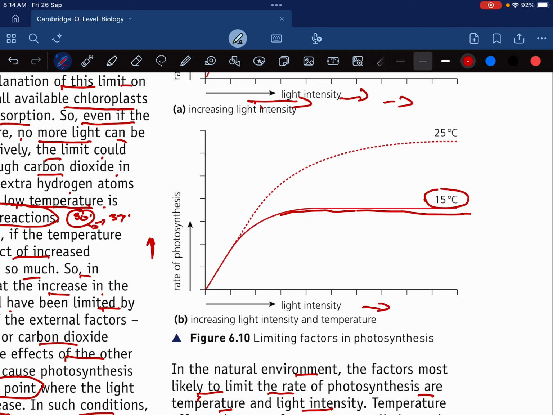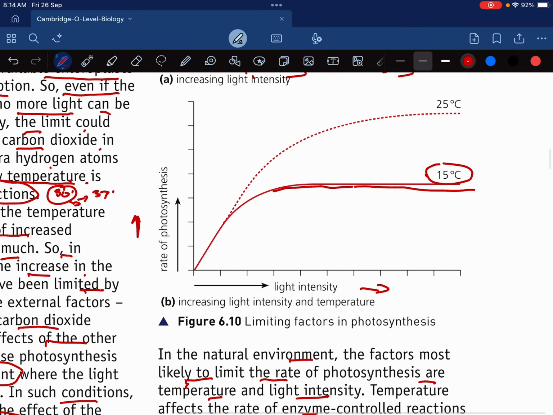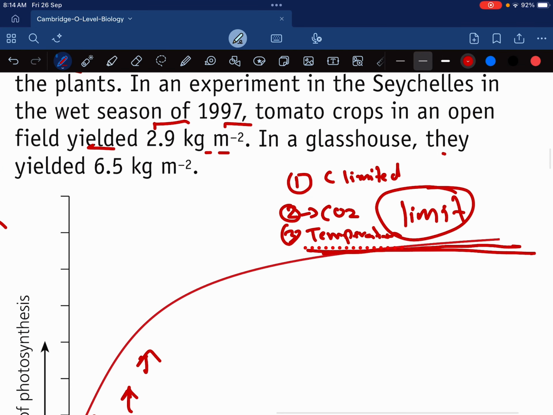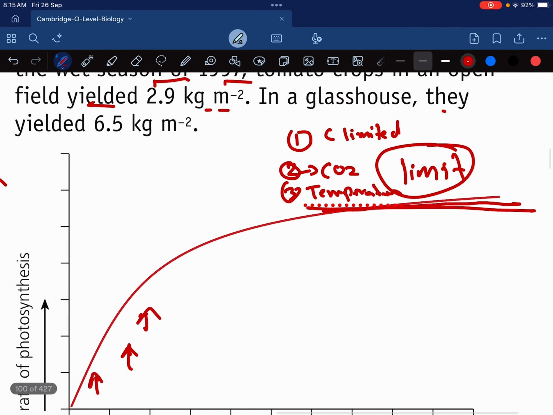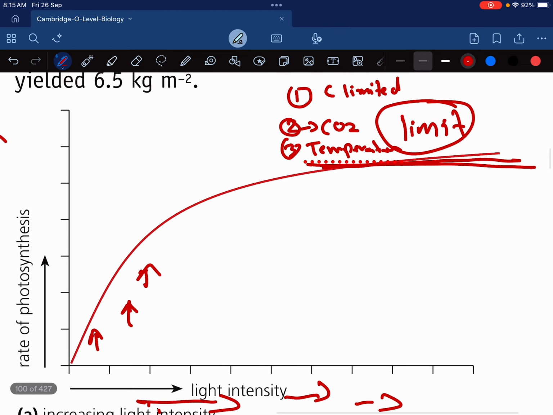नंबर वन के जो क्लोरोफिल्स हैं, it could be that they're saturated. The chlorophylls are all saturated. I've given all these points. Chlorophylls are all saturated, या carbon dioxide की concentration कम है या तो temperature कम है.